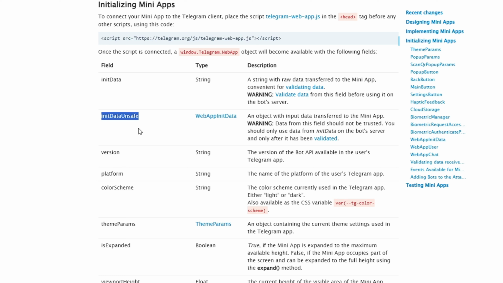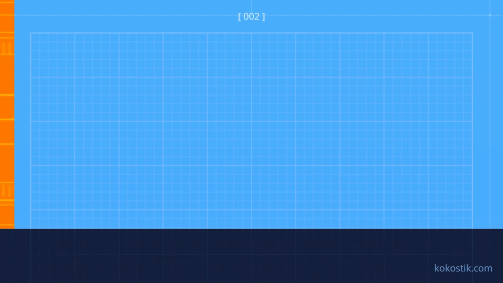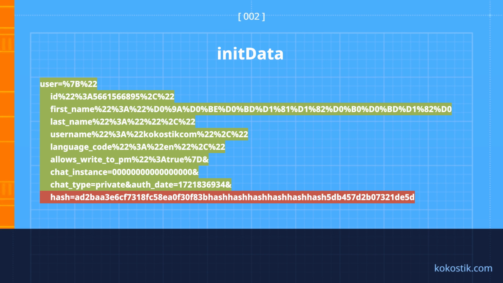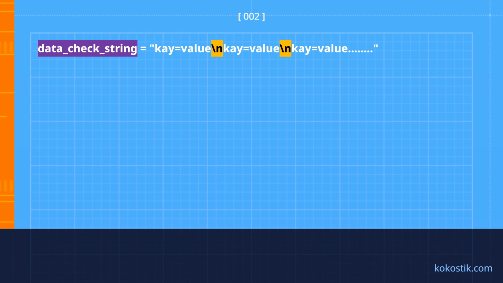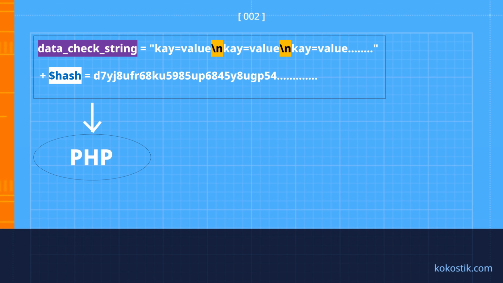There is a guide and a rule for creating the verification check. To correctly format the verification data, we need to process all data from init data, the number and specifics of which are not fixed, except for the hash, which is not included in the data check string but serves as a verification value. All data should be placed into a single line and formatted as key equals value, separated by new line characters. We will send the assembled string along with the hash to our PHP script on the server.